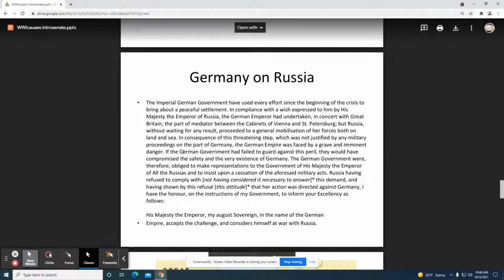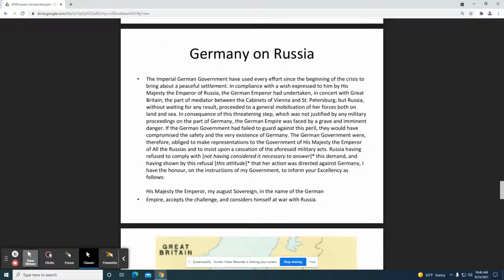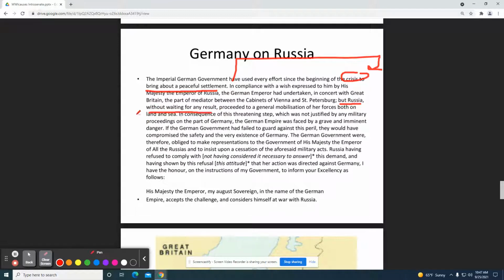The problem here is Germany, and this is Germany's declaration of war on Russia. So when you read this document here, it says Germany have used every effort since the beginning of the crisis. So what the crisis is, the assassination. Germany is arguing they're trying to be peaceful with the solution to the crisis here. But then it goes on to say that Russia, without waiting for any result of what? The peaceful settlement. It proceeded to general mobilization of her forces.